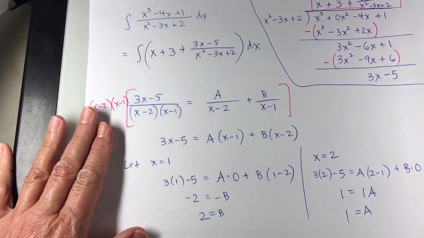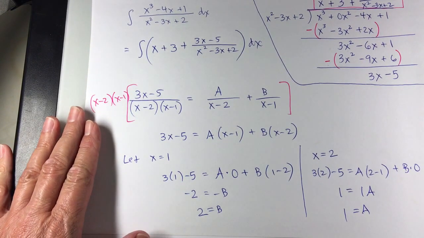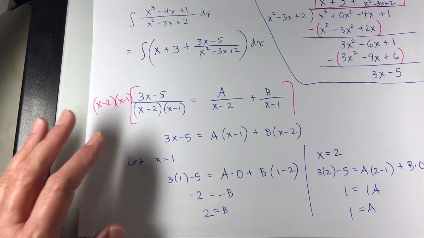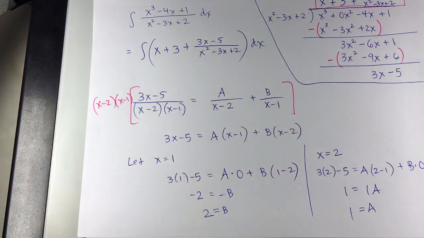Yes? Yes, you could have done that. And you could have had a over x minus 1 plus b over x minus 2. You get the same answer. Yes, indeed. So, that kind of question tells me you're thinking like a mathematician. Now what you would want to do is test it out and see if that's the case, okay?